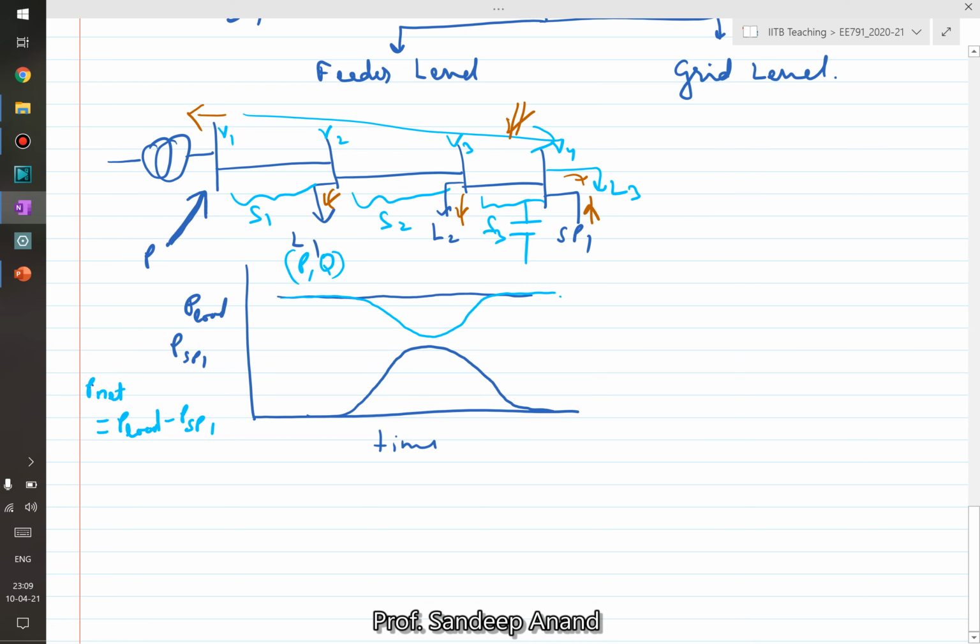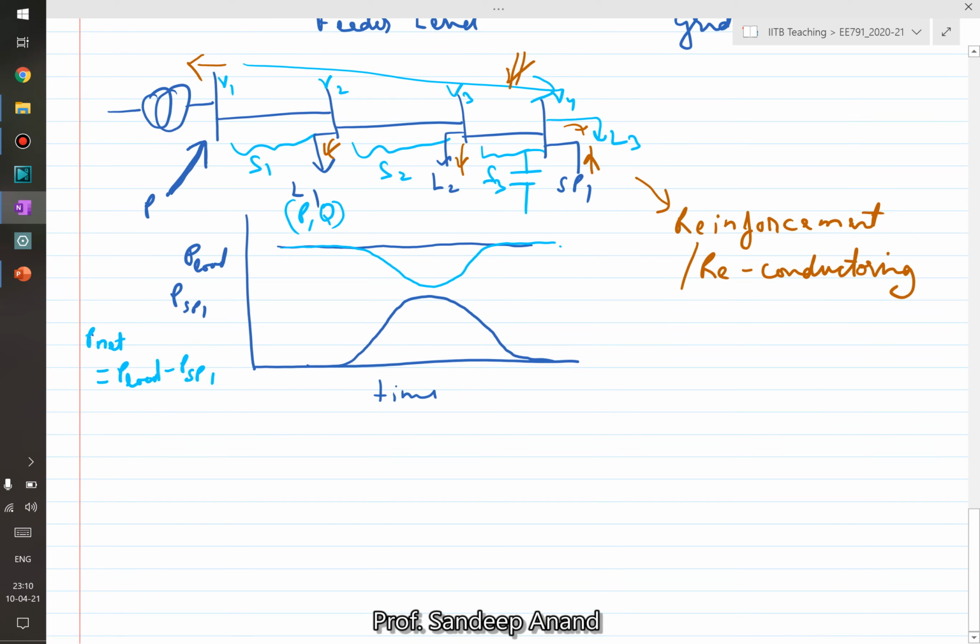So what does it say? Initially, let's say the feeder is designed to feed only the loads. In that case, it may not necessarily be suitable if a solar photovoltaic is connected at the end of the feeder. So this is another problem, which would require some kind of reinforcement or reconductoring of different feeder sections.